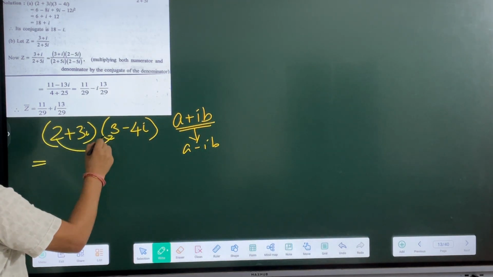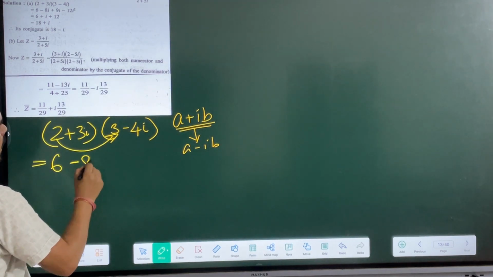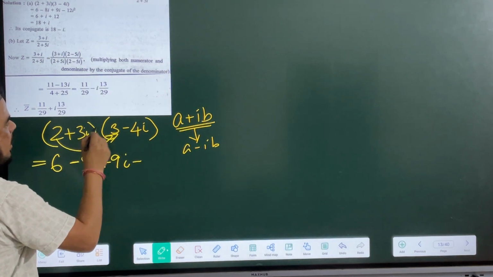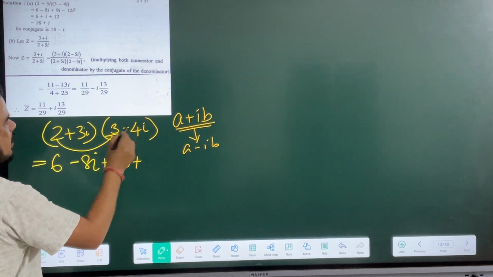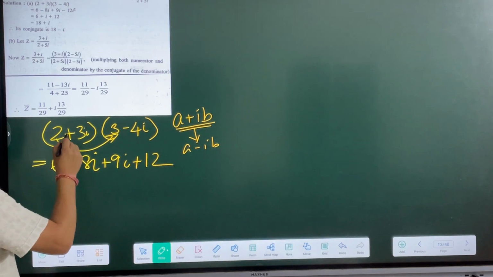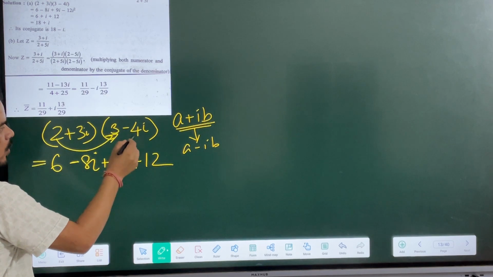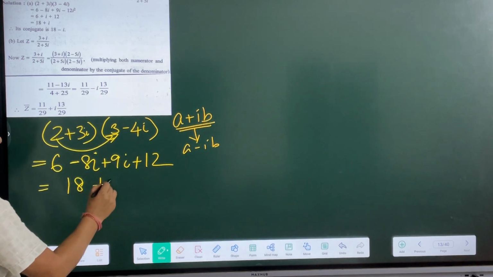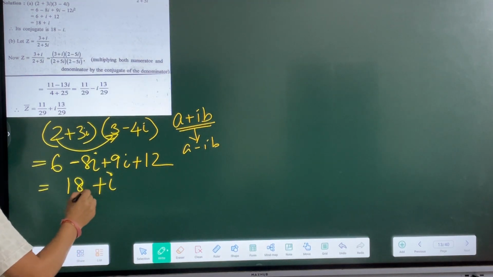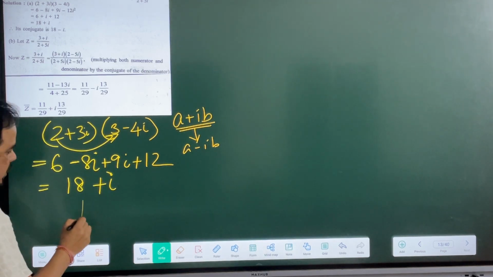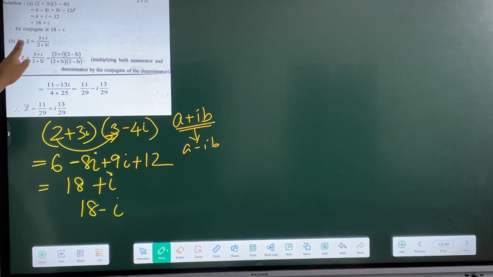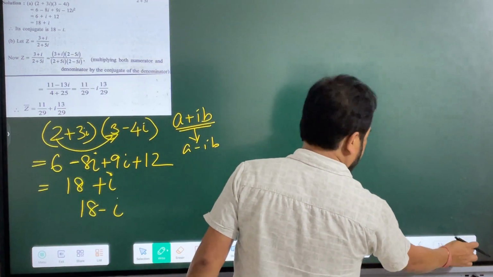So let us multiply: 2 into 3, 6; 2 into 4i, 8i; 3 into 3, 9i; plus into minus is minus, i into i square, again minus, plus, 3 4s 12. I hope you understand: plus into minus is minus, i into i square is again minus, so minus minus plus. 6 plus 12, 18, plus i, minus 8i plus 9i is i. 18 plus i, so the answer is 18 minus i, the conjugate we have to write. So after doing this calculation you can understand it, it is very easy actually.